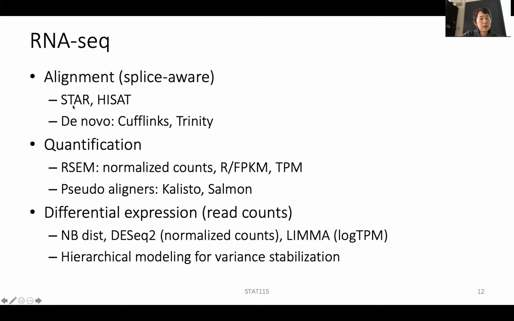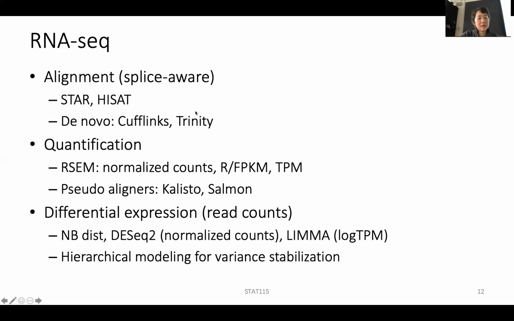By the way, we didn't really talk as much about this. We focus mostly on STAR, and that's what you are using for homework. Both HISAT and STAR are used quite a bit. For the de novo tools, I just want to quickly mention that Cufflinks is for when you don't even know any transcripts ahead of time.